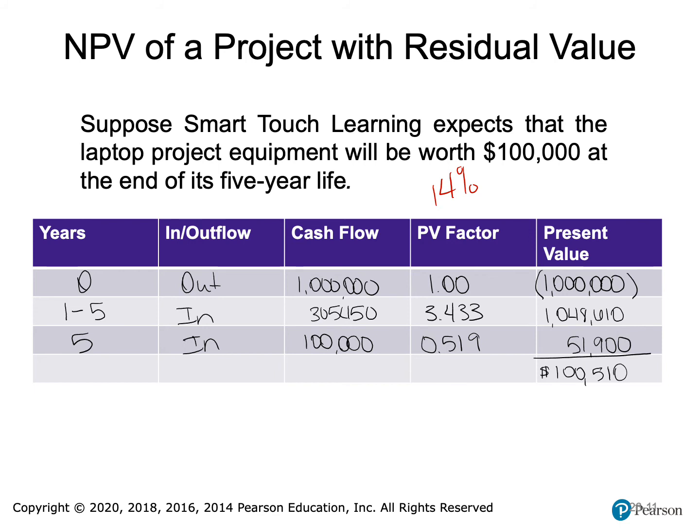So the thing is, NPV doesn't tell us what the actual rate of return is, okay? We know that it's more than 14% because we're getting $100,000 on top of the 14% return. But we don't know exactly what it is. We'll come back and discuss that more in a little bit.